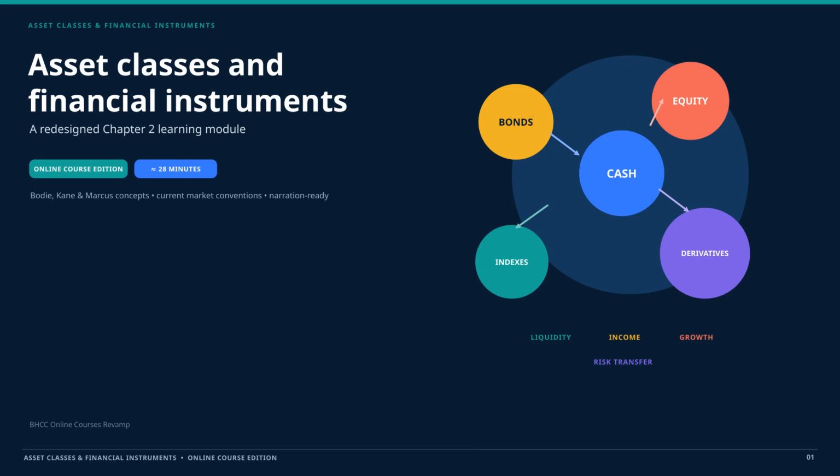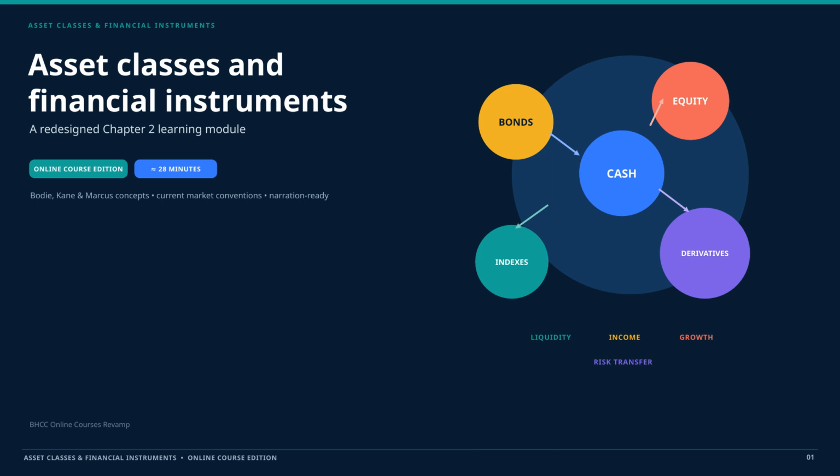Welcome to Asset Classes and Financial Instruments. In this module, we will move from broad categories to the specific contracts investors use. We will examine money market instruments, bonds, equity securities, market indexes, options, and futures. Along the way, we will update several conventions that have changed since the original chapter, including today's Treasury bill terms and the transition from LIBOR to SOFR.